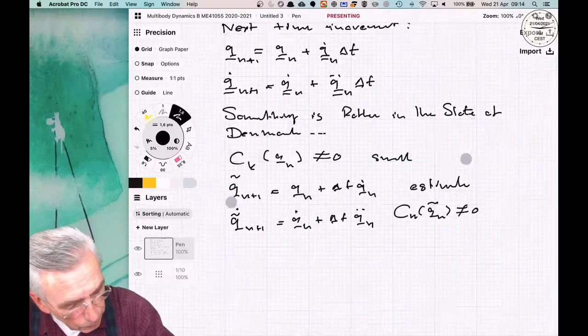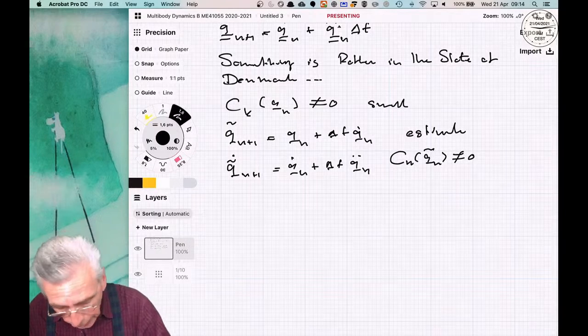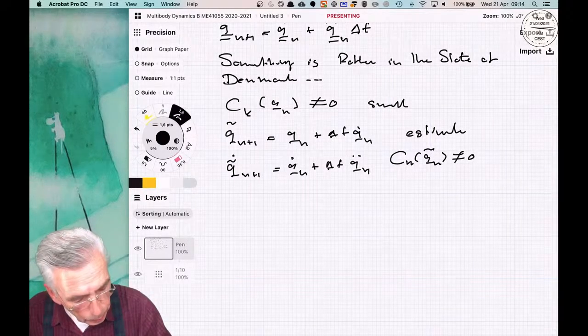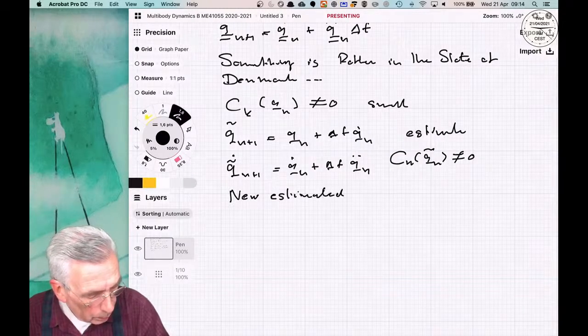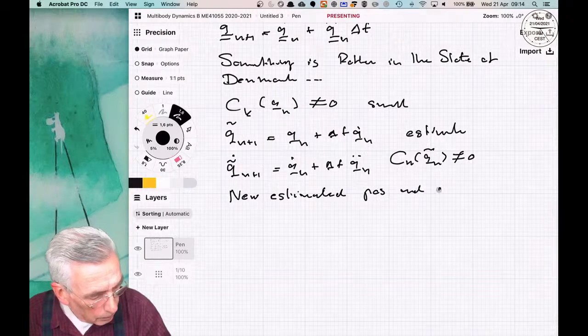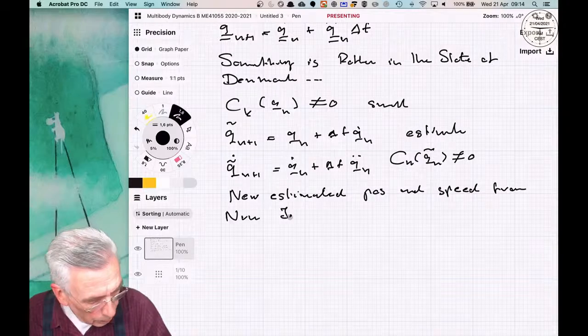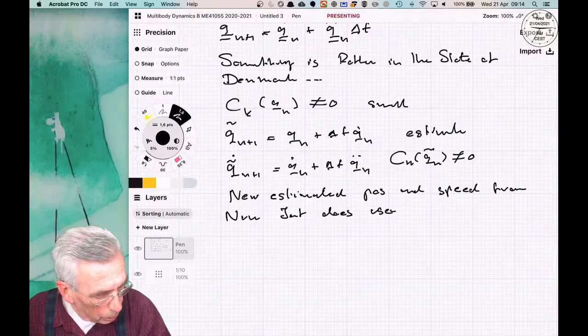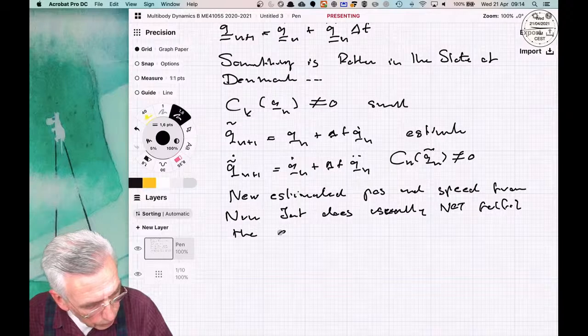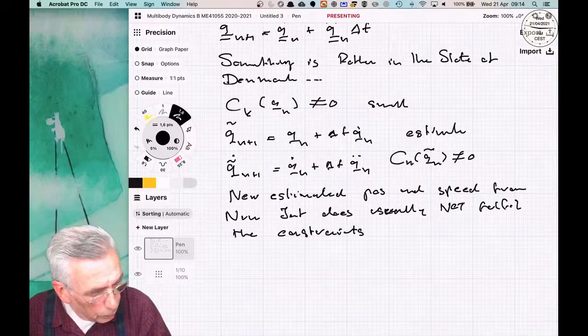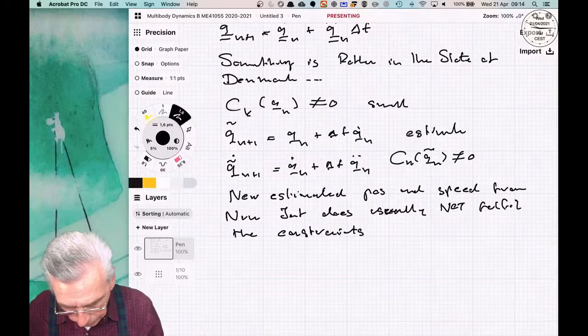And there's actually a nice picture which goes by that. You could say that the new estimated position and speed from the numerical integration does usually not fulfill the constraints, both on the position and on the velocity level, but that's clear.